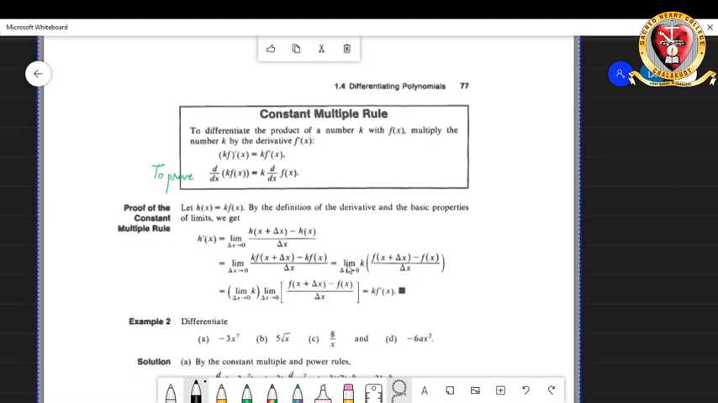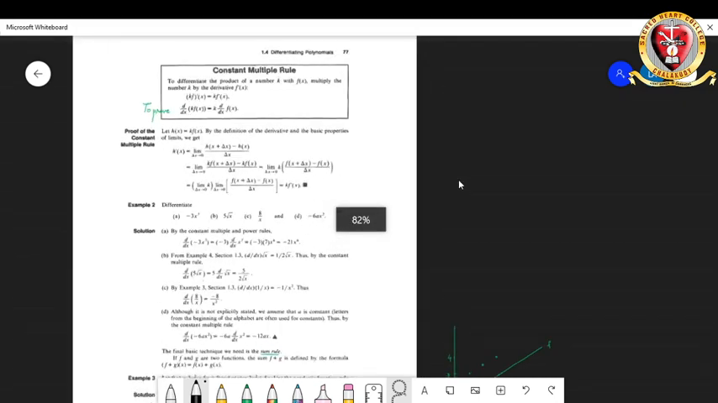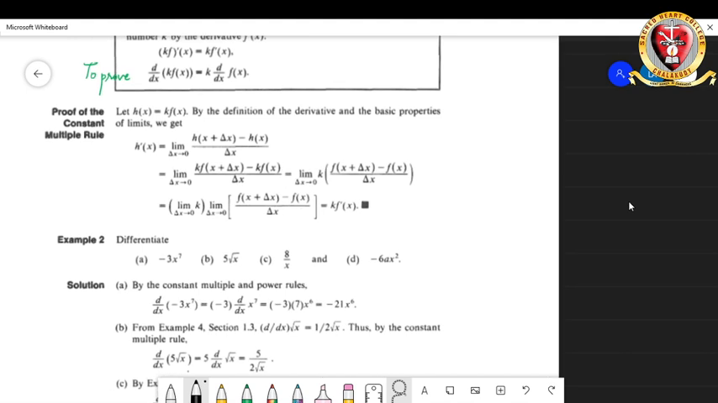By the properties of limits, you know that limit of a b is equal to limit of a into limit of b. Use that property here. So you have limit delta x tends to 0 of k into limit delta x tends to 0 of f of x plus delta x minus f of x divided by delta x. And you know the limit of a constant will be k, the constant itself, and since f dash exists, this limit is nothing but f dash of x. So in total you have obtained h dash of x is nothing but d by dx of k into f of x, and we obtained that it is equal to k into d by dx of f of x.